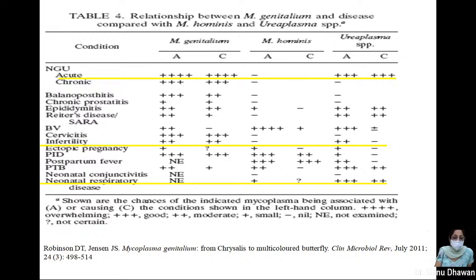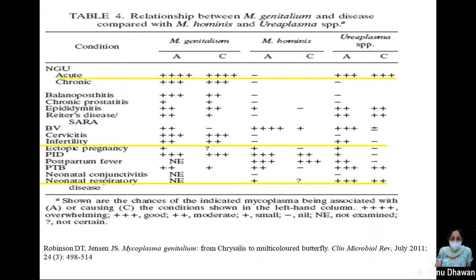As you can see, Mycoplasma genitalium is a cause of not only acute non-gonococcal urethritis, but also chronic non-gonococcal urethritis, balanoposthitis, chronic prostatitis, and, less commonly, epididymitis, then Reiter's disease, that is sexually acquired reactive arthritis.